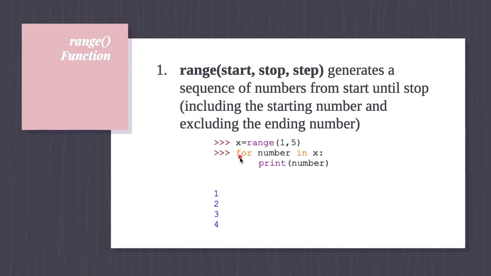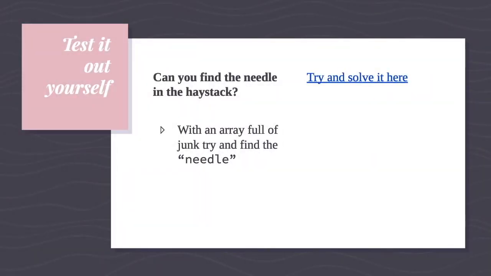And here we use a for loop. Our variable is number and our list is x. This particular code makes Python print every single number that is inside x, and that is 1, 2, 3, and 4. Now here's a small test for you. It's a project in which you have to find a needle in the haystack, and I want you to try it out in a bit.